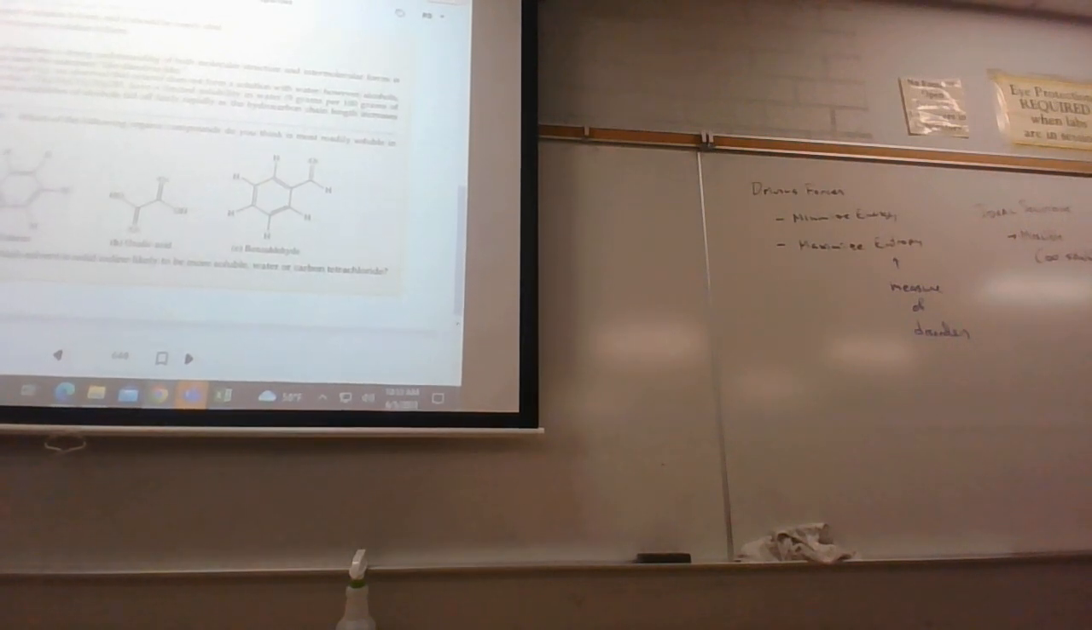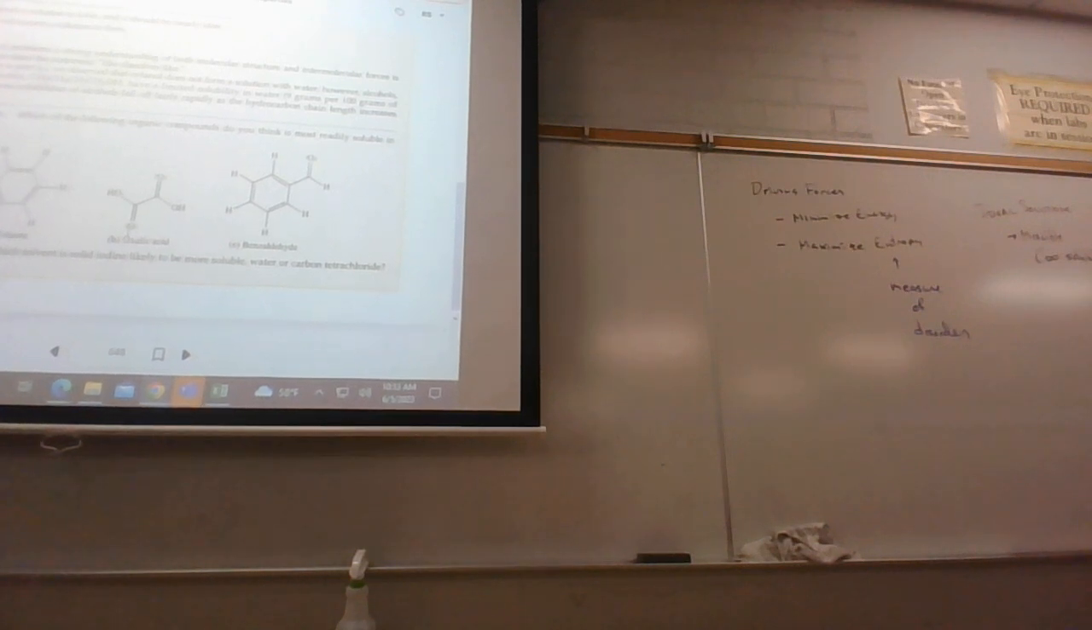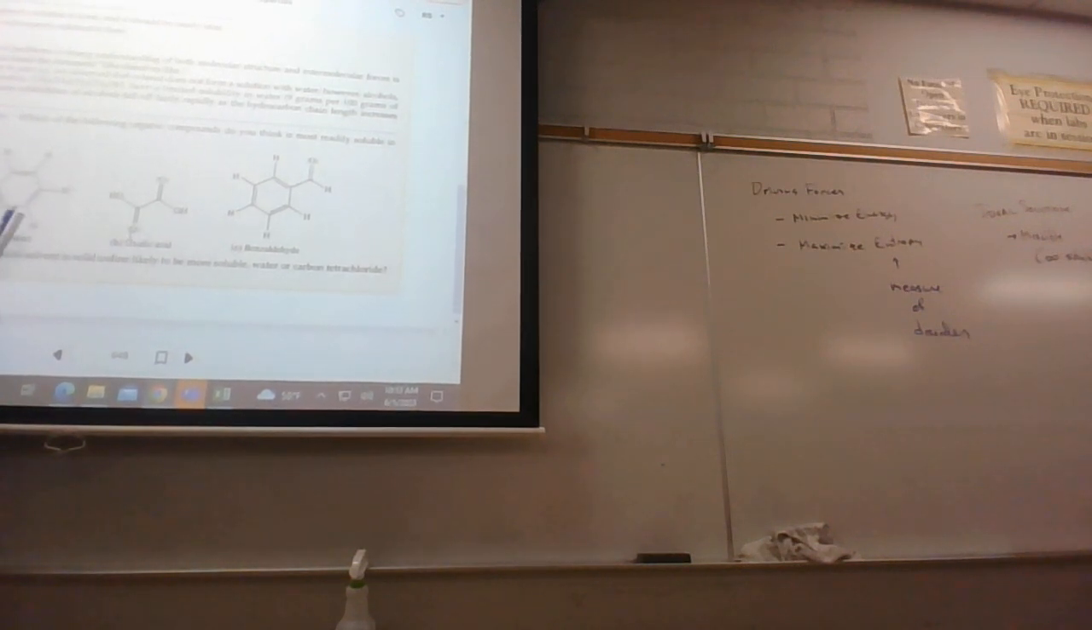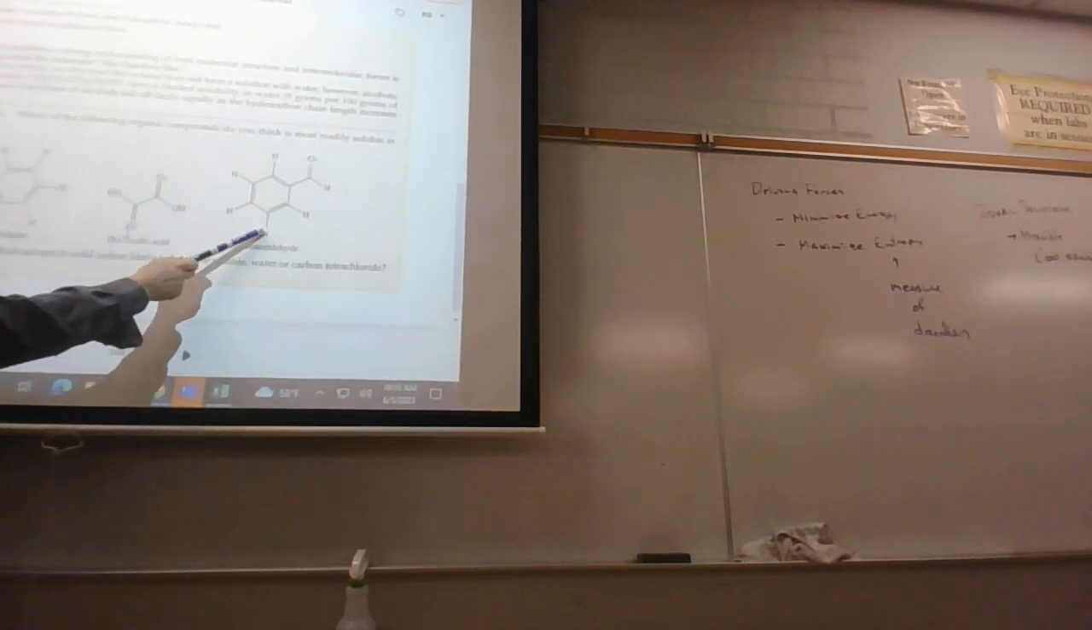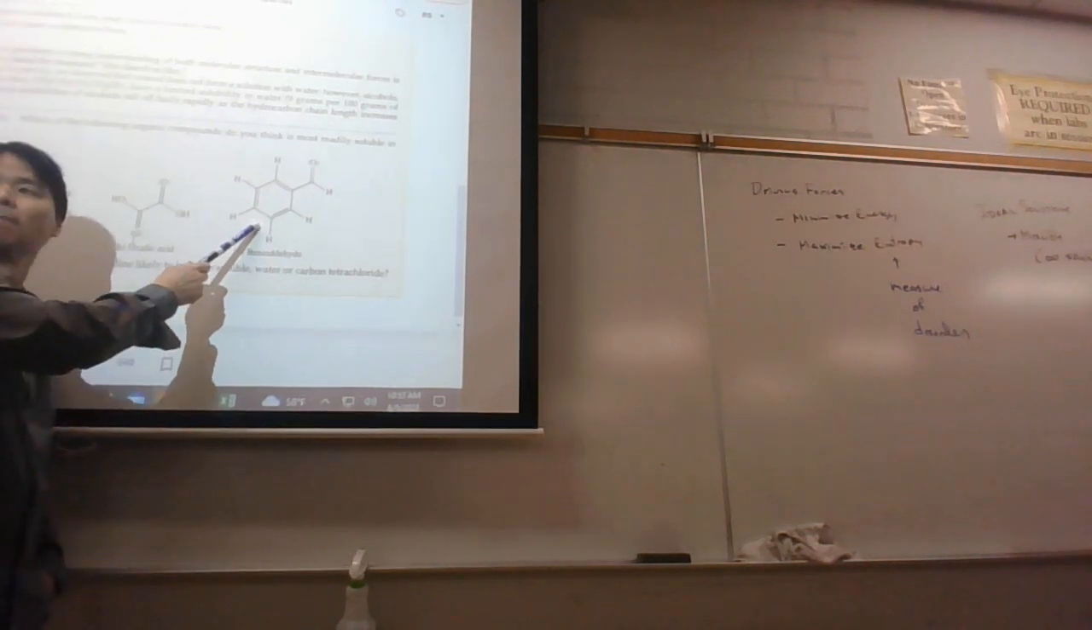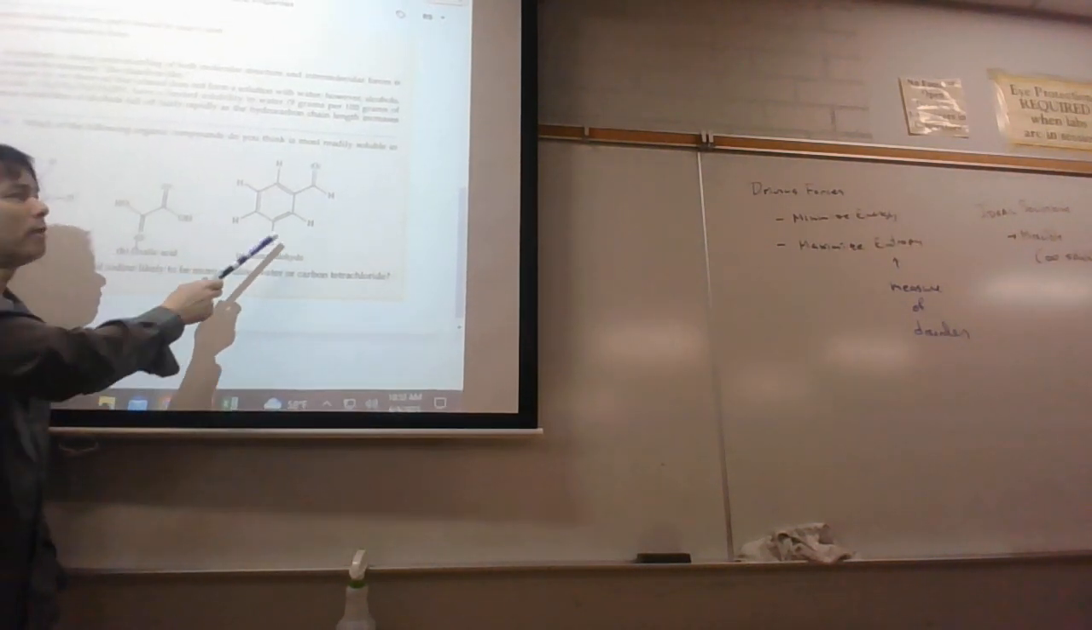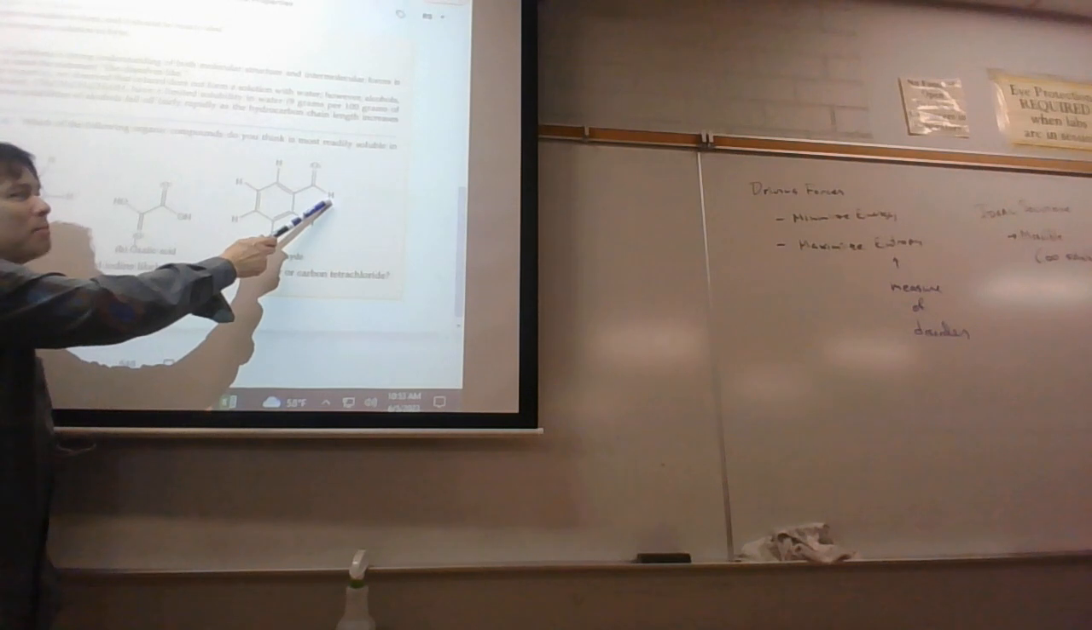So here's toluene, here's oxalic acid. Oxalic acid is going to have some great hydrogen bonding. This will be London and hydrogen bonding. Benzaldehyde, will this hydrogen bond? No. In benzaldehyde, this hydrogen's not bonded to the oxygen.